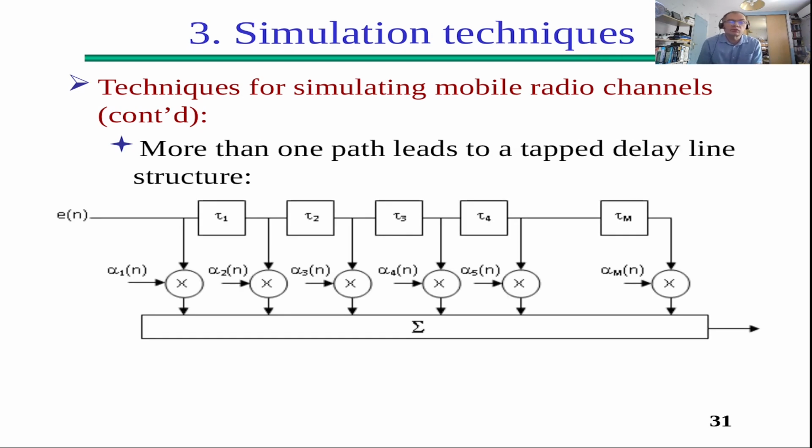When you have more than one path in your channel model, it means that you have to use either the SOS method or the filter method several times. If you have six paths, you have to use six generators, and these generators are added after different delays, the delays of the physical channel response, and it leads to a structure called the tapped delay line, as you can see here on the slide.